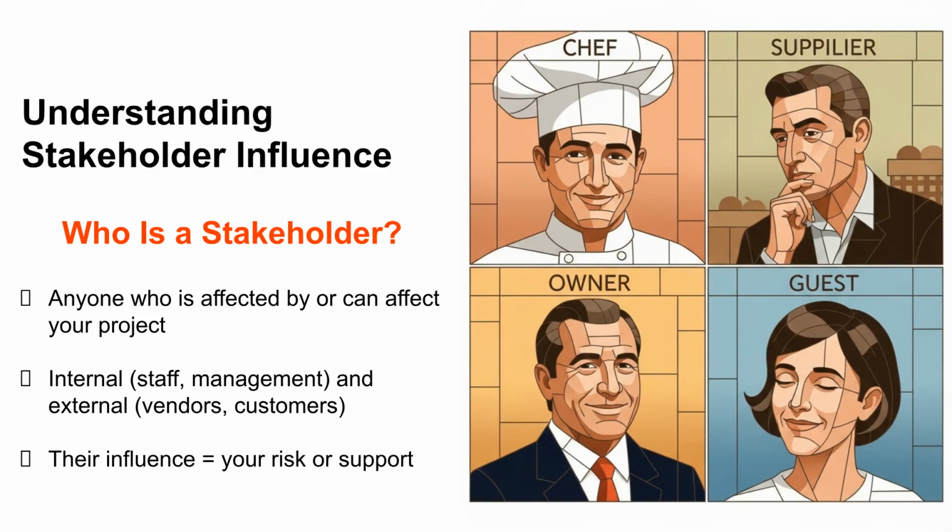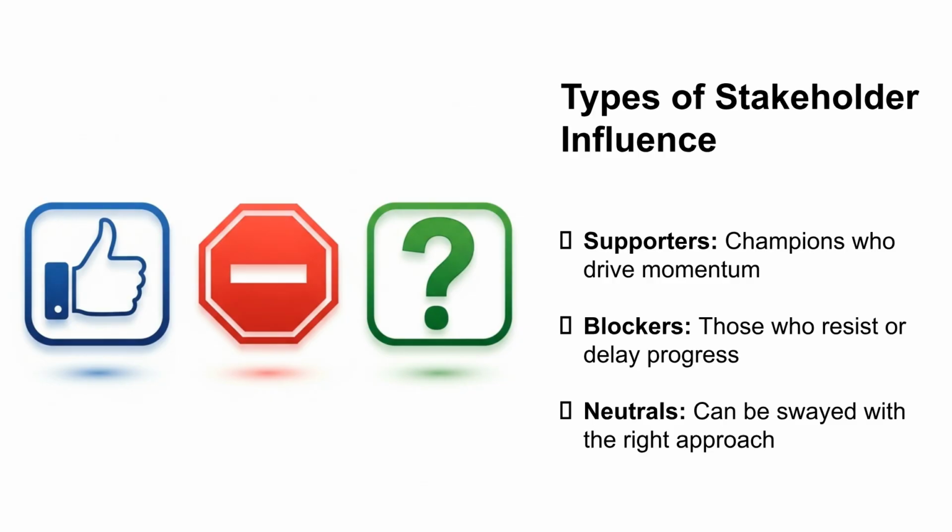Understanding stakeholder influence begins with defining a stakeholder, anyone who can affect or is affected by your project. This includes internal staff and management, as well as external vendors and customers. Their influence directly impacts your project's risk or support. Stakeholders typically fall into three types: supporters who champion your efforts, blockers who may resist or delay progress, and neutrals who can be swayed with the right approach and information.